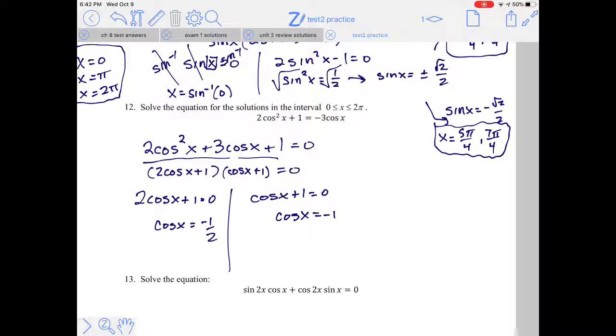So then we get rid of cosine by using inverse cosine. So inverse cosine of -1/2. Where on the unit circle do we have x values of -1/2? 2 pi thirds. There should be one more spot with a -1/2 x value. 4 pi thirds.